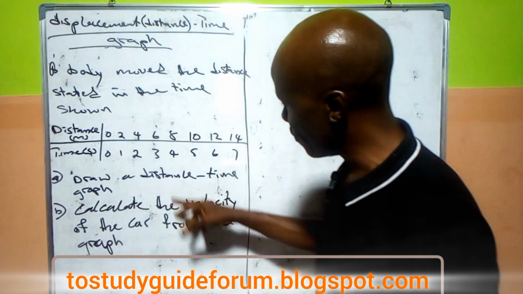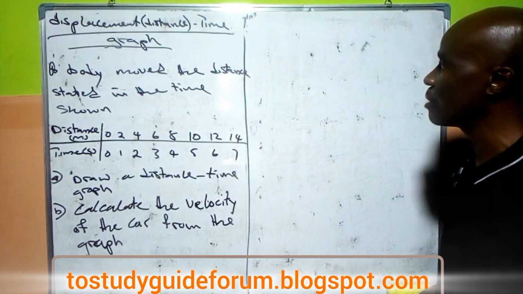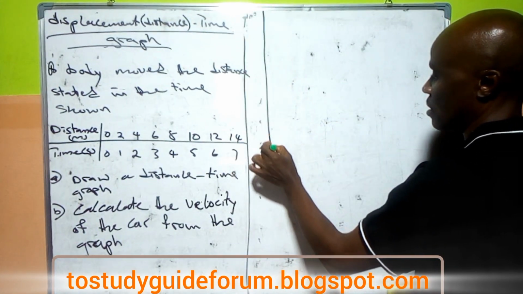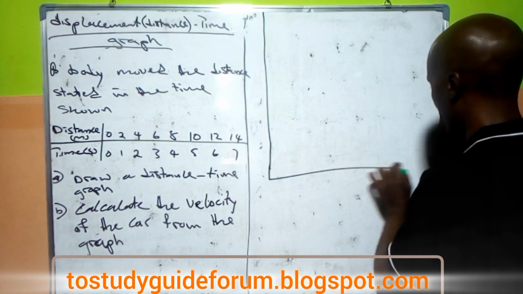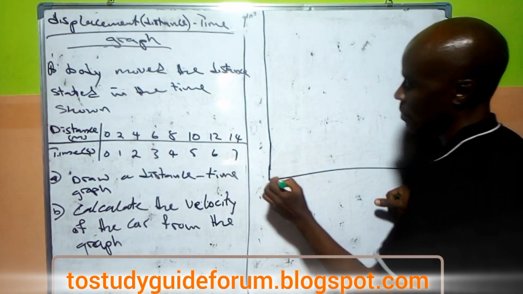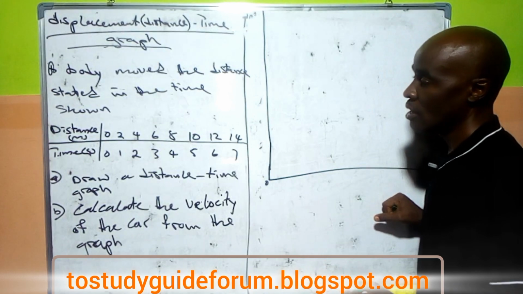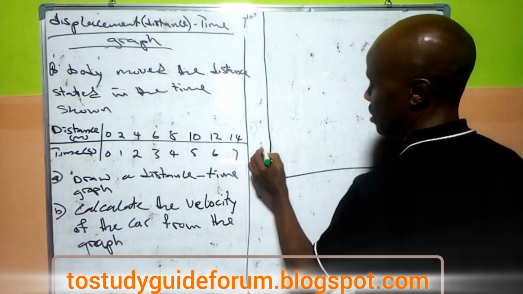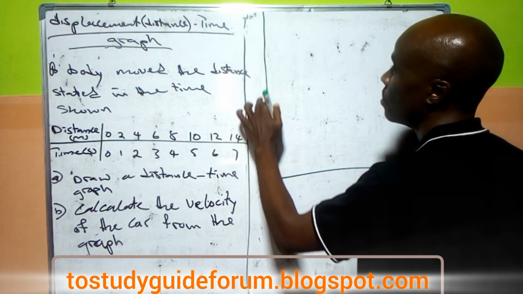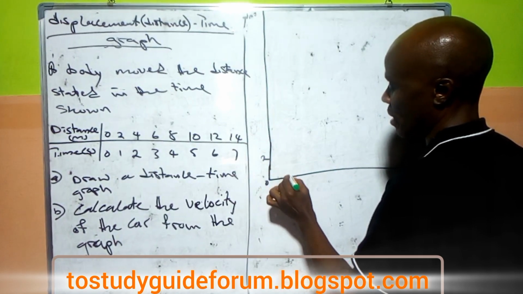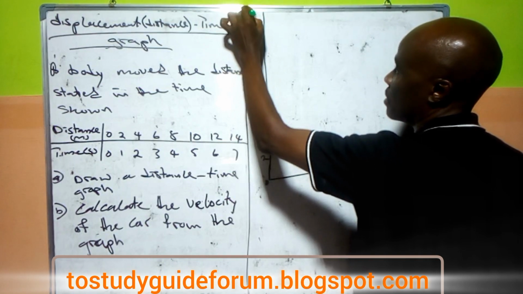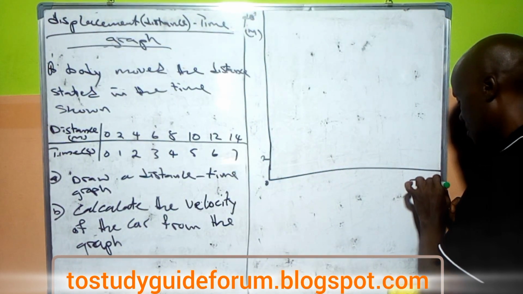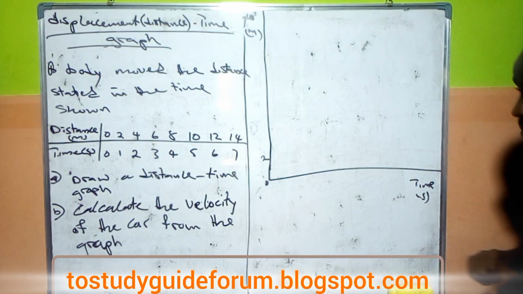The first thing we do, we follow the first question, we'll make a graph. It's just a simple graph that we are going to be doing here. Although we don't have graph paper or a graph board here, we can make do with this. So from here the first distance we have is 2. This is our distance in meters, and this is our time in seconds.